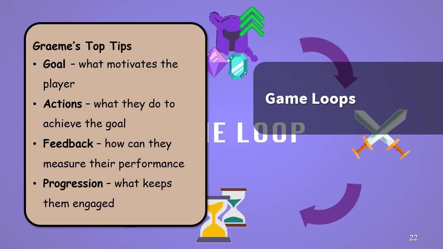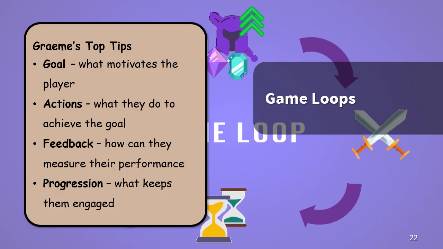game. Then you have actions. So this is the thing that the player is doing to achieve the goal. These actions can be different things like combat, exploration, or puzzle solving, and it really depends on the genre and design of your game what the specific actions are. But then, once they've performed that action, the next thing they need to see is feedback. So this is a crucial element because it tells the player how they performed that action.